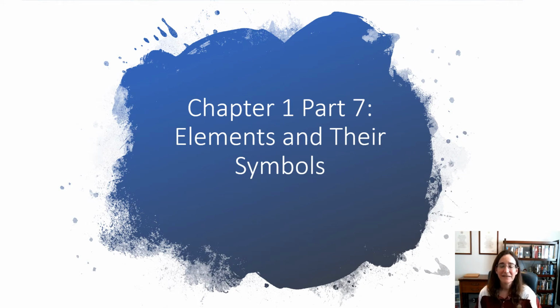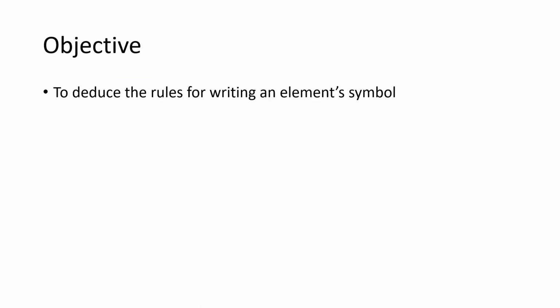Hi, Bobcats. In this section, we're going to take a look at the symbols that are used for the elements. You commonly find these on the periodic table, and I just want to take a look at the patterns and how we're going to write the symbols for those elements. Our objective is to deduce, or figure out for ourselves, the rules that are followed when we write the symbol for an element.